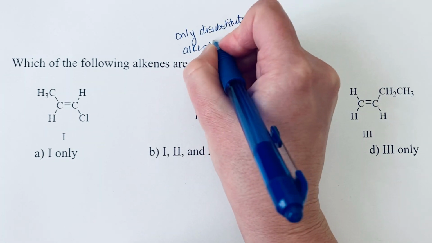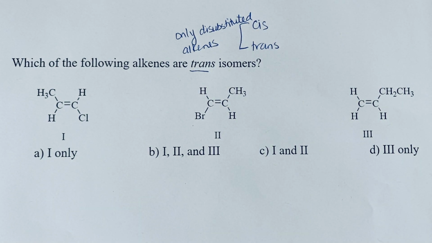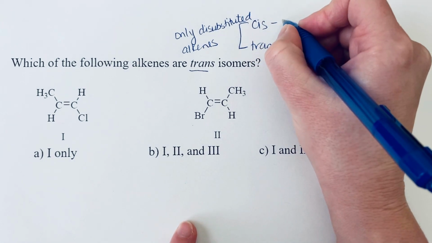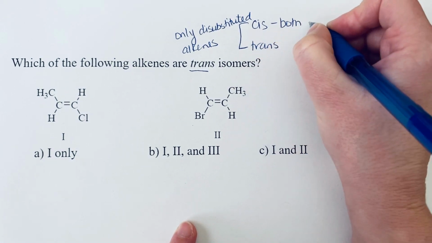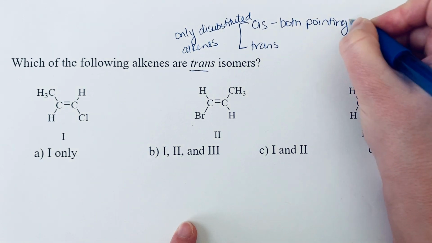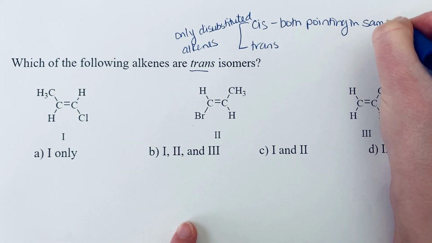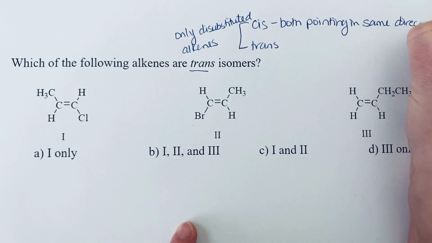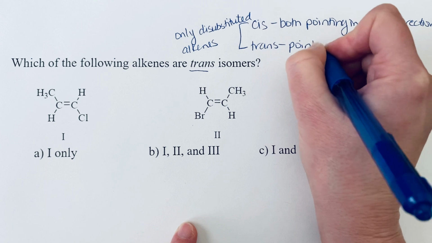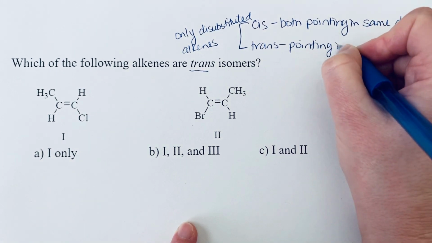So it's kind of an older terminology, but it's still used quite commonly, and it's still part of some common names that are generally used, so we want to be familiar with it. So the same as this meant for cycloalkanes, cis means both pointing in the same direction and trans means pointing in opposite directions.